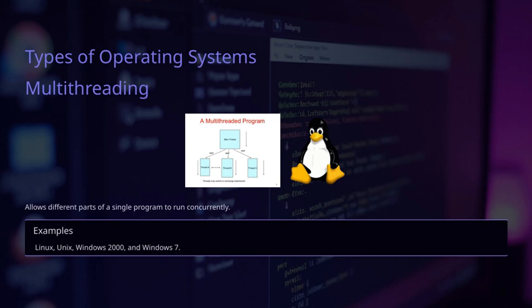Recognizing these examples helps us see how widespread and essential multi-threading is across different platforms. Overall, understanding multi-threading is crucial because it reflects how modern operating systems maximize performance by managing multiple operations at once.